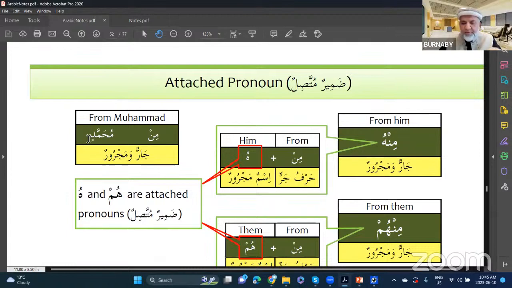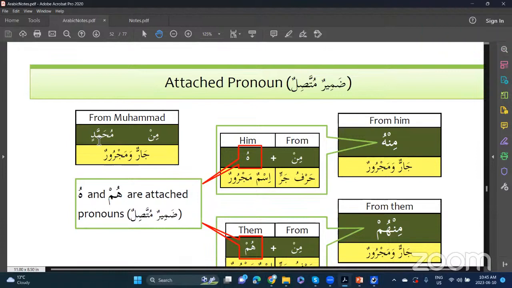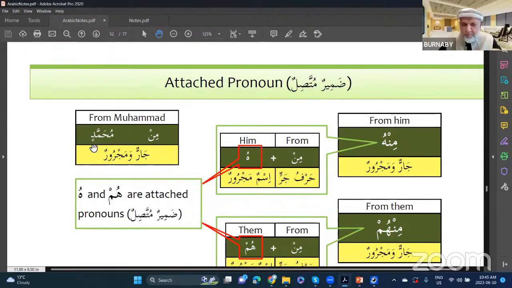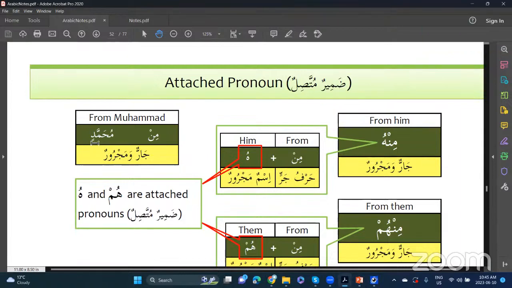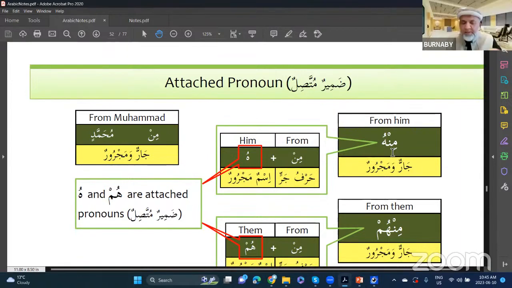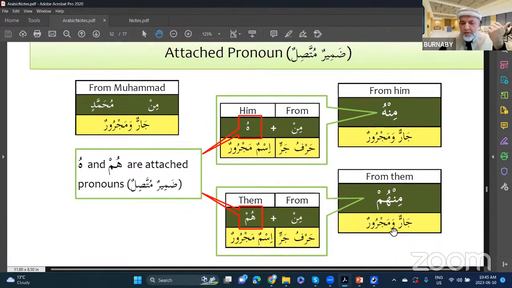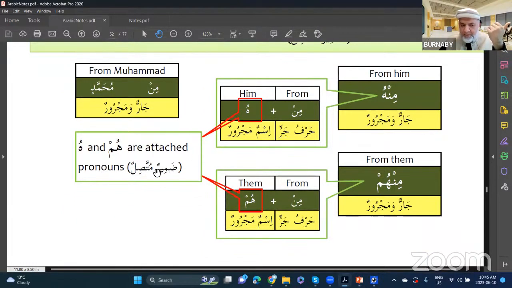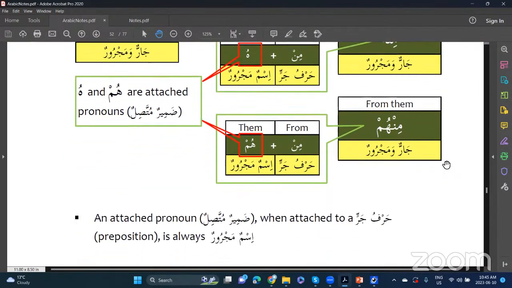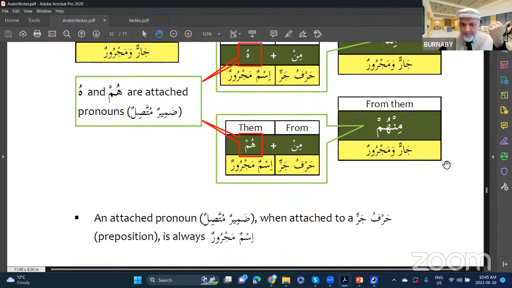Min, Muhammadin. What's the difference? After the harf-e jara, there is a regular noun. Ismun. And is Muhammadin in the status of jar? Yes. But when you attach with an attached pronoun, then you use the attached pronoun of the jar status. So minhu, from him. Minhum, from them all. Are they attached pronouns? Who and whom. Can you make the rest of the combination? Yes, you can, right?